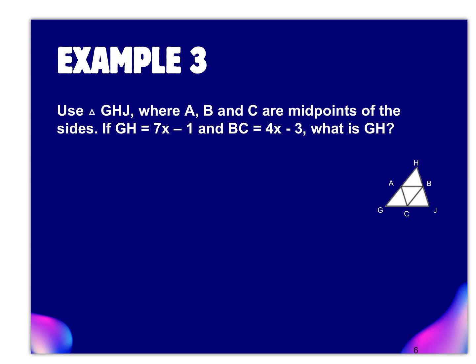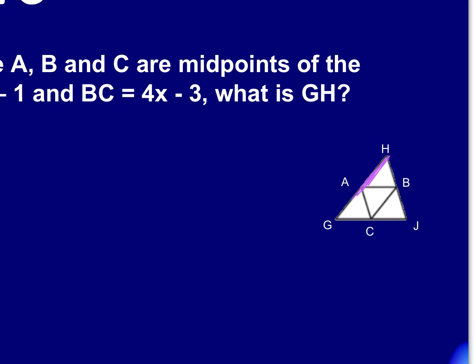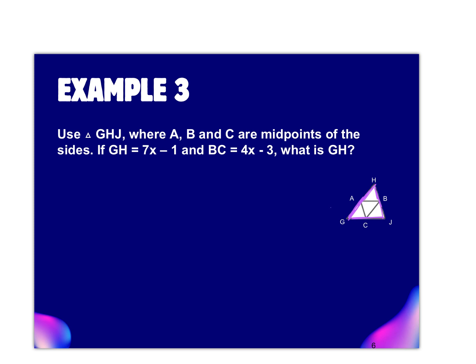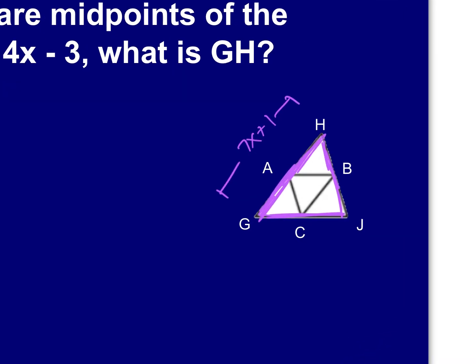But again, you always want to ask yourself, what was the original triangle? And as you can see here, your original triangle is this HGJ triangle here, okay? And then obviously the mid-segment triangle is ABC. So it's telling you again, use triangle GHJ where ABC are midpoints of the sides. If GH equals 7x plus 1, so GH again is this entire side, and BC is 4x minus 3, so this piece right here is 4x minus 3.